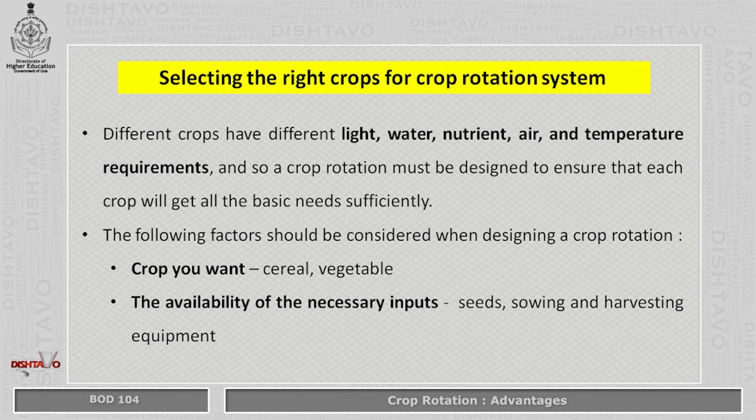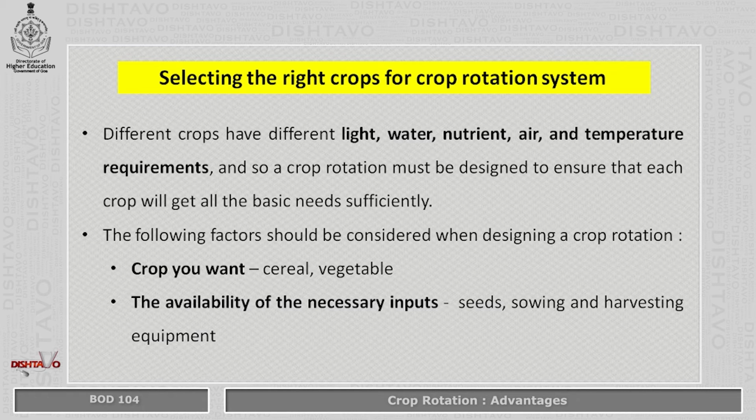Now, selecting the right crops for crop rotation system. This is one of the important steps wherein the different crops have different light, water, nutrient, air and temperature requirements. And so, a crop rotation must be designed to ensure that each crop will get all the basic needs sufficiently. One needs to consider the following factors when designing a crop rotation. Firstly, you have to choose which crop you want, whether it is going to be a cereal, whether it is going to be a vegetable, and even in the vegetable, whether it is going to be a root vegetable or a leaf vegetable. First, you have to design all these things.